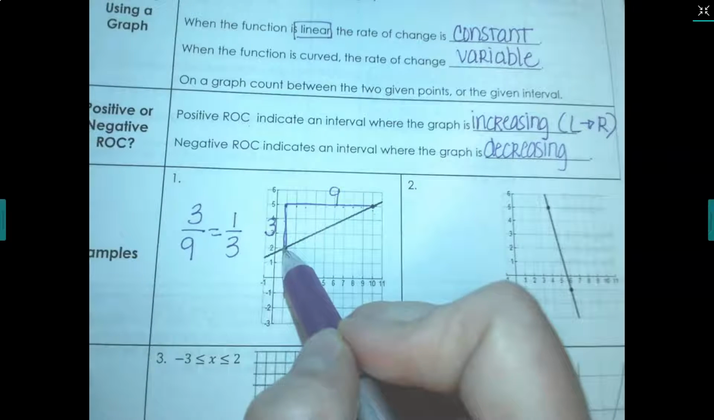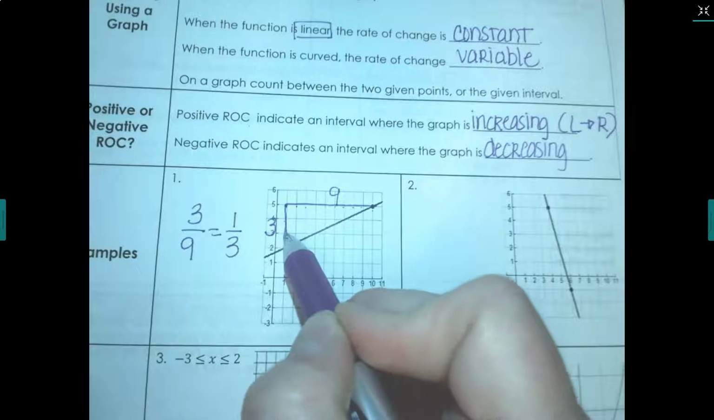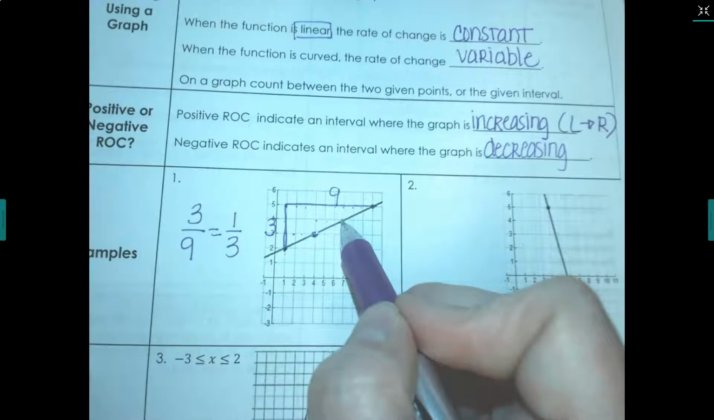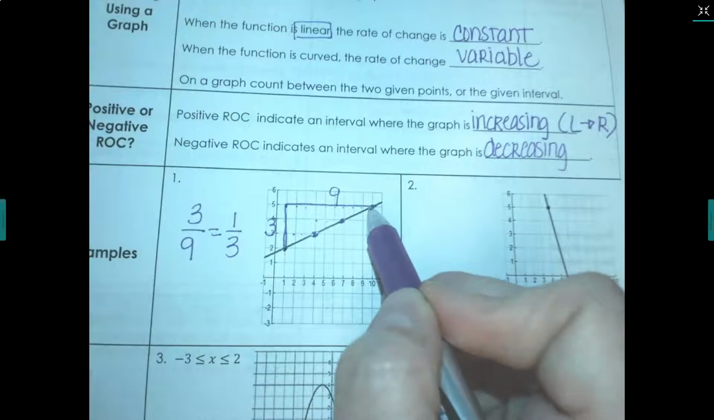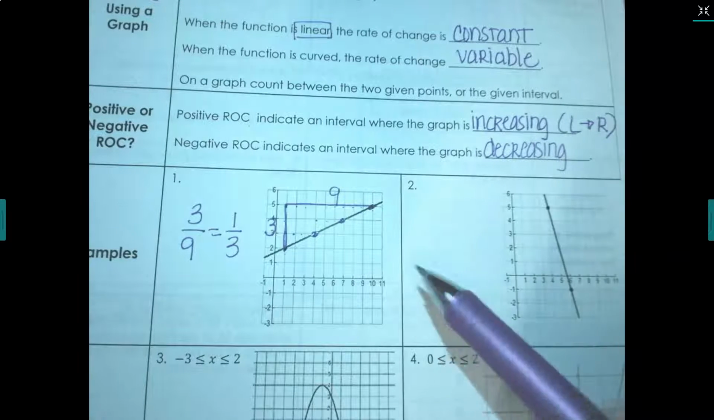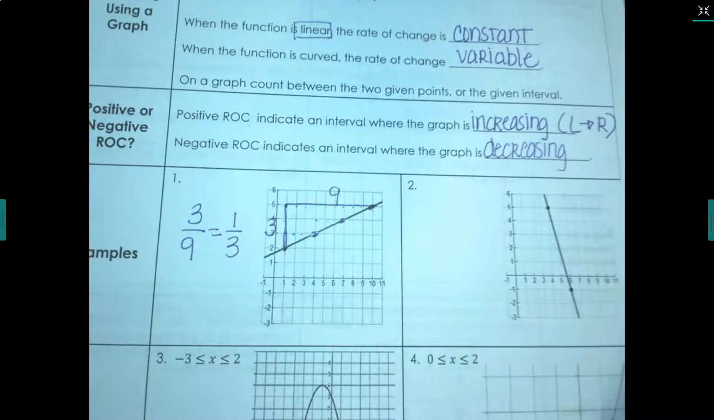And if we check, we can check it. Here's where I started. If I went up 1 and right 3, there's my point. Up 1, right 3. Up 1, right 3. I keep hitting the line by going up 1 and right 3. That's my constant rate of change.